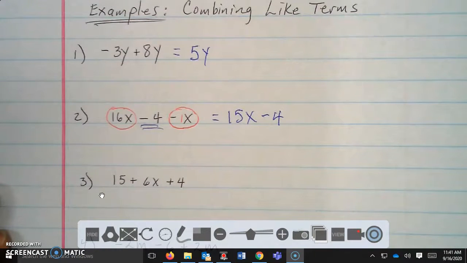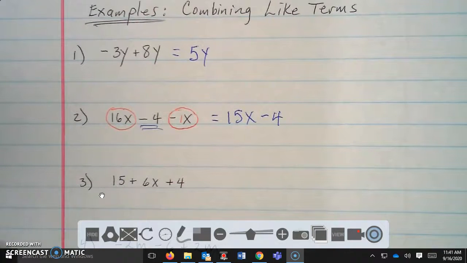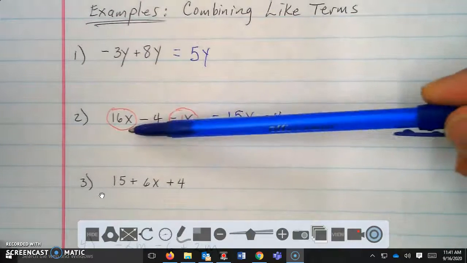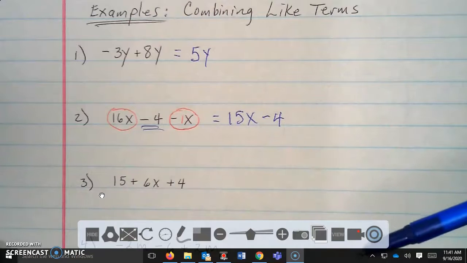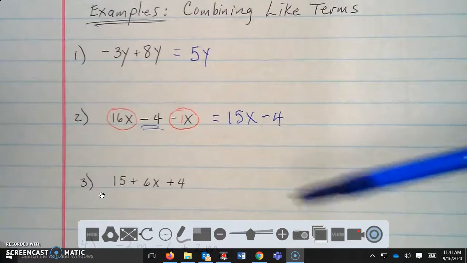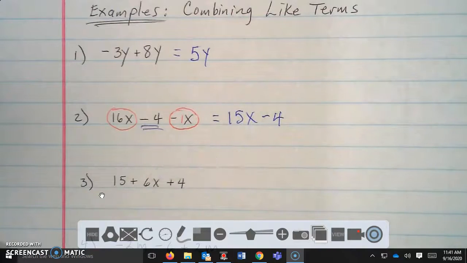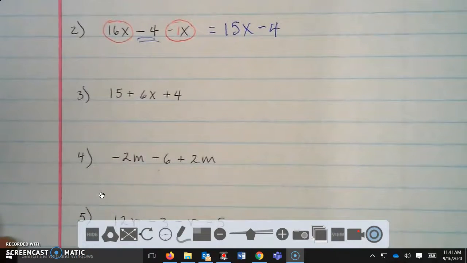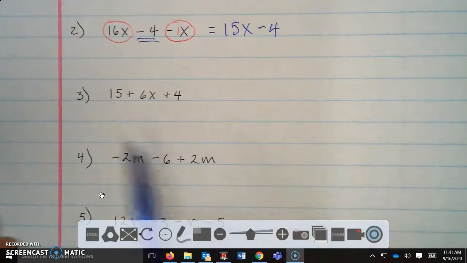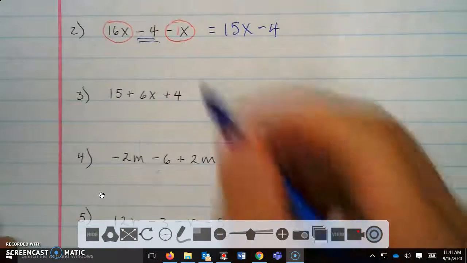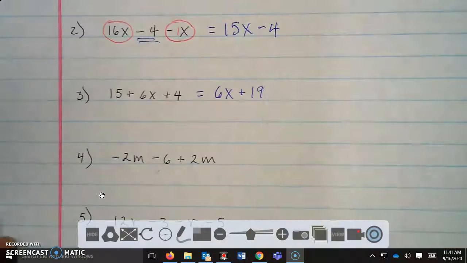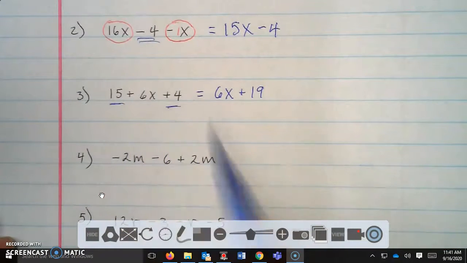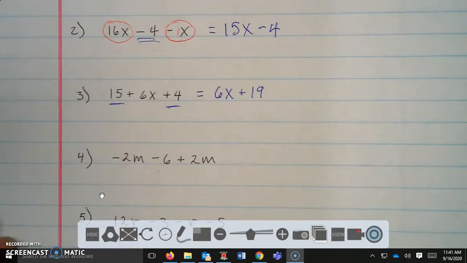Number 3 is like a gift. Everything's positive, but notice the compare and contrast. Whereas number 2 was 2 variables, 1 number, how does this one look different? Well, 2 numbers, 1 variable. Then add your 2 numbers together. 15 plus 4 is 19. Now whether you write 19 plus 6x or 6x plus 19, they are the same, but just get used to putting the variable first. So all I did was combine my like terms, and like terms can be numbers. They don't have to be variables.